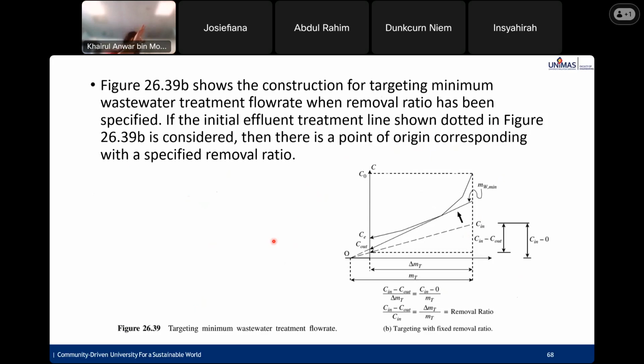This is the second method, using removal ratio. Figure 26.39b shows the construction for getting minimum wastewater treatment flow rate when a removal ratio has been specified. If the initial effluent treatment line shown dotted in figure 26.39b is considered, then there is a point of origin corresponding with a specified removal ratio.